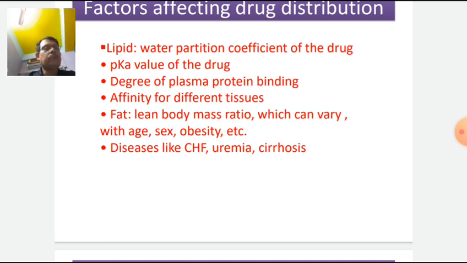Age also: in adults, distribution is generally greater, and in case of sex, males have more, and in obese persons the drug distribution is less. Diseases like CSF disorders, congestive heart failure, uremia and cirrhosis can hamper or alter the drug distribution.